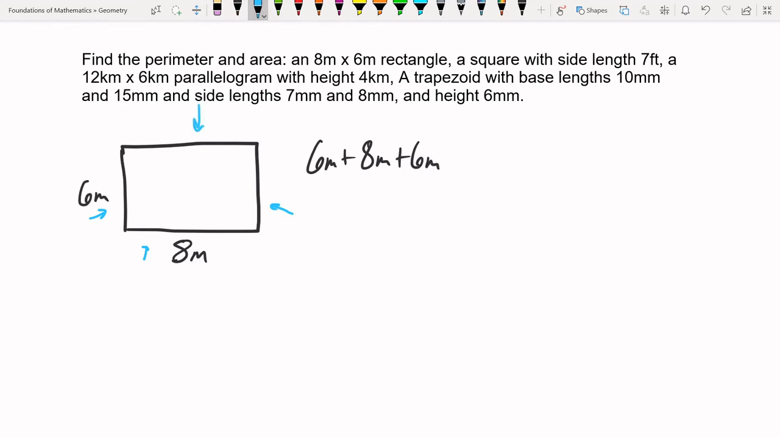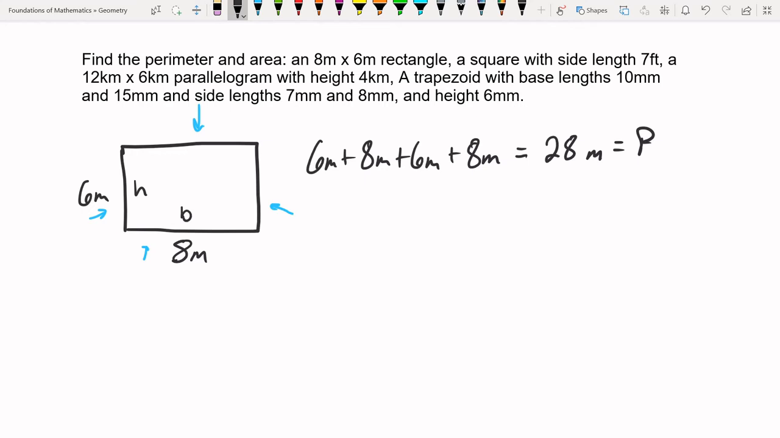And finally, this one here is 8 meters. That's because opposite sides are equal. 6 plus 8 plus 6 plus 8, that's going to be 14 plus 14, which is 28 meters, which is the perimeter. The area is just base times height for a rectangle.